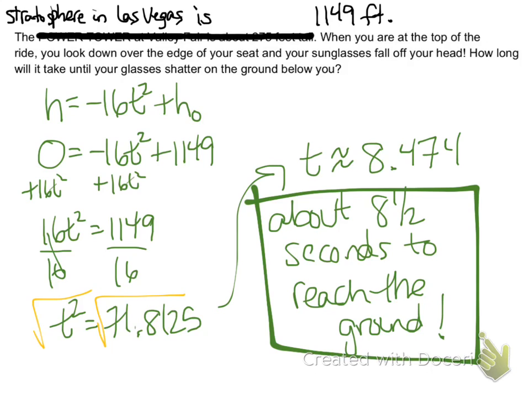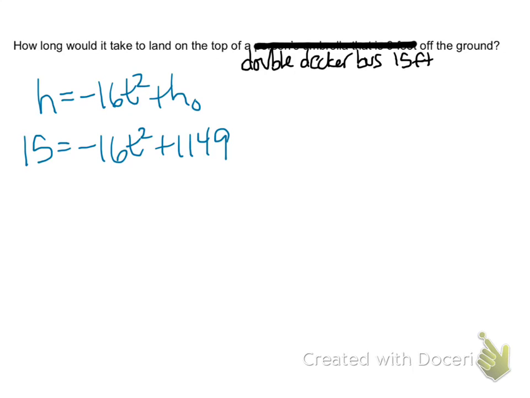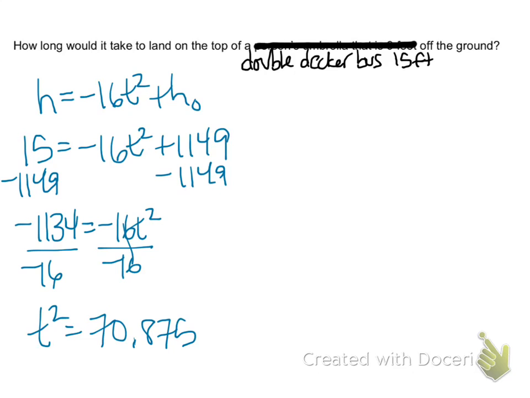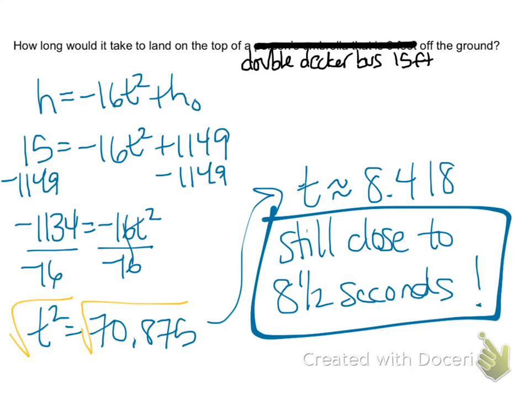Wow, that's high. Let's see for a second, how long would it take to land on the top of a double-decker bus that's 15 feet off the ground? Well, the only difference in this problem is that instead of landing on the ground, my final height is going to be 15 feet. The rest of the problem is going to be the same. So if we go ahead and solve this, we wouldn't expect, if it's only a 15-foot difference of 1,149 feet, that the time would be that drastically different. And it's not, so it's still going to be close to 8.5 seconds, a little bit less, obviously.